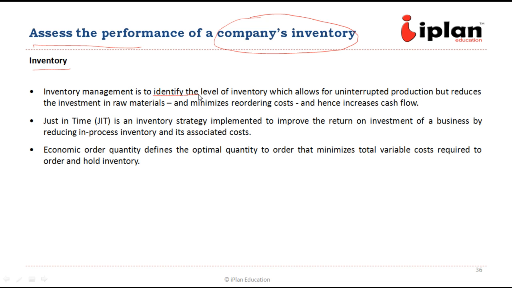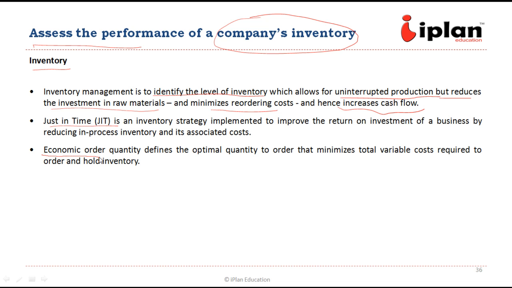So the challenge is to identify the optimum level of inventory, which allows for uninterrupted production, at the same time reduces the investment in raw material and minimizes reordering cost. So overall cash flow is increased. One solution is just-in-time inventory, where our prediction models are so efficient that we are able to produce only that amount which we are able to sell immediately. So though it is difficult to achieve, the idea is very useful.